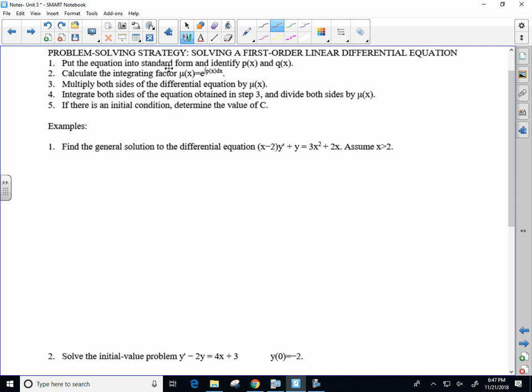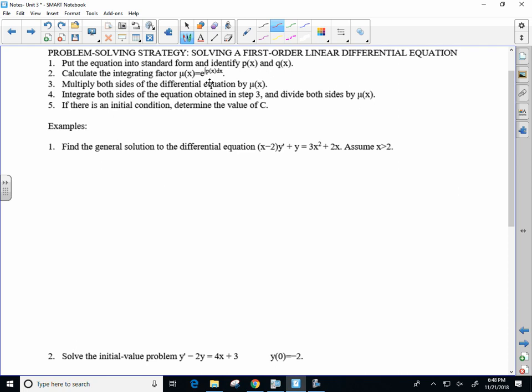First step, put the equation in standard form and identify P of X and Q of X. So right off the bat, I'm putting into action the thing that we talked about on the previous page. Then we calculate the integrating factor. This is the component that makes the whole thing work. All right, e to the integral of P of X dx. And then we multiply the equation by that.